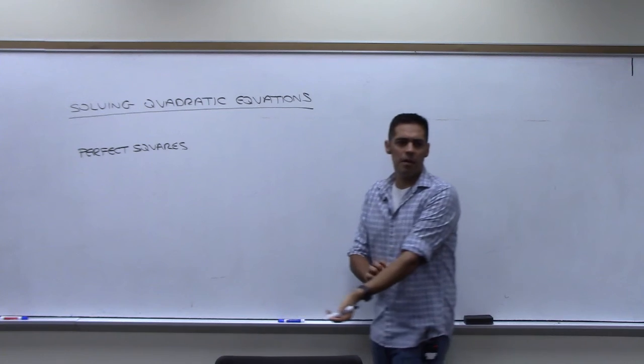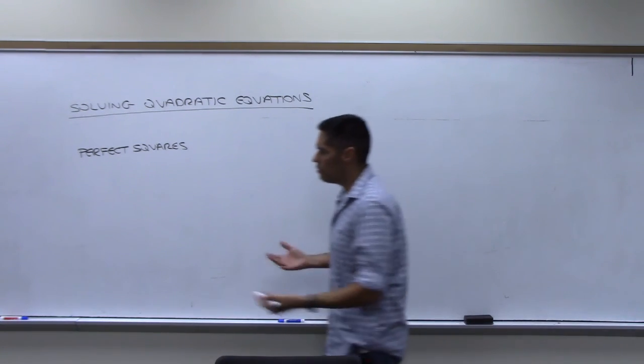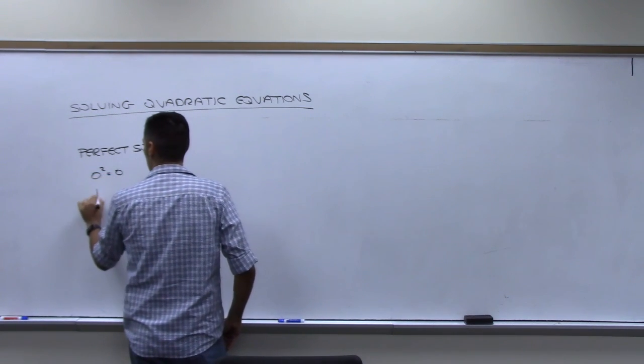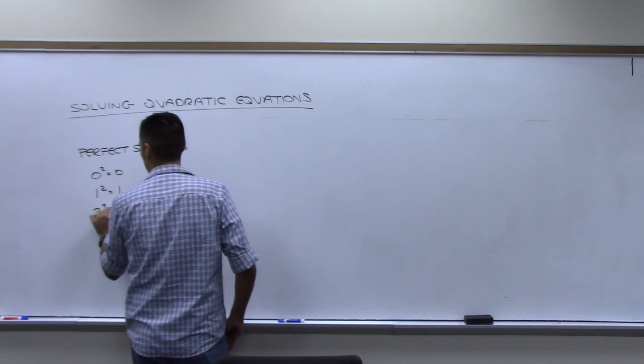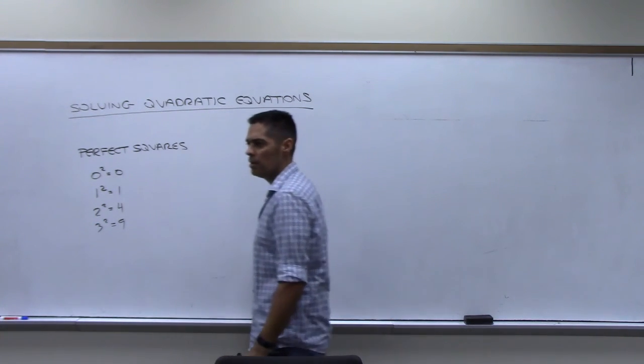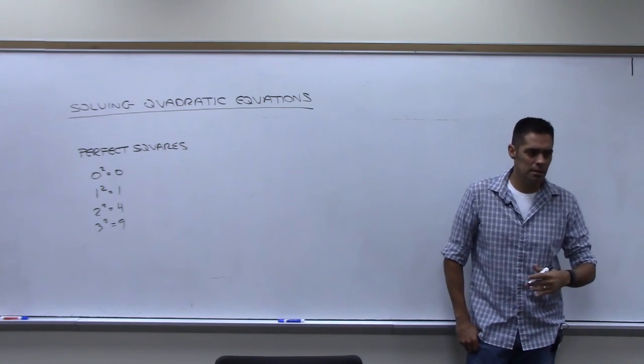Okay, the perfect squares are all of your common counting numbers squared. So everyone here should be comfortable with the idea that, of course, 0 squared is 0, 1 squared is 1, 2 squared is 4, 3 squared is 9. And I think we went through this before. I said you should probably know up to about, what, 12 or 13?